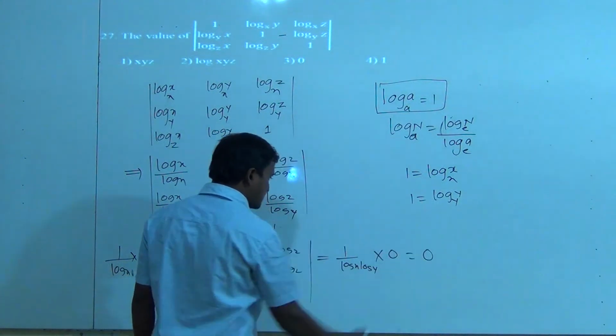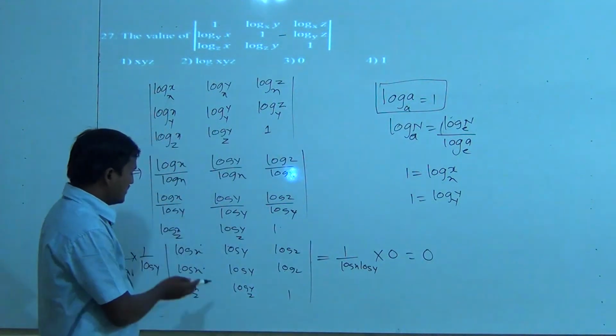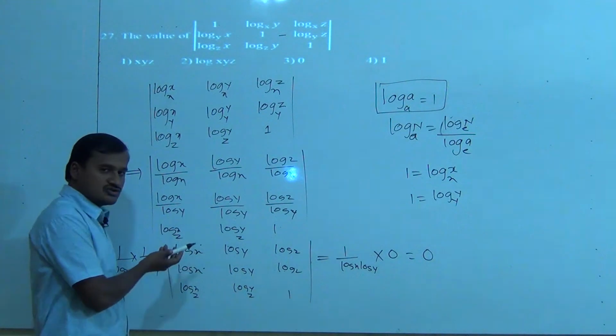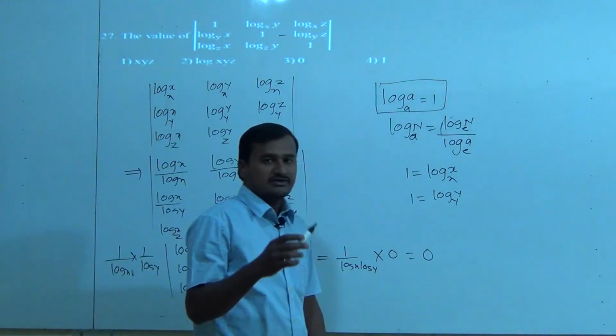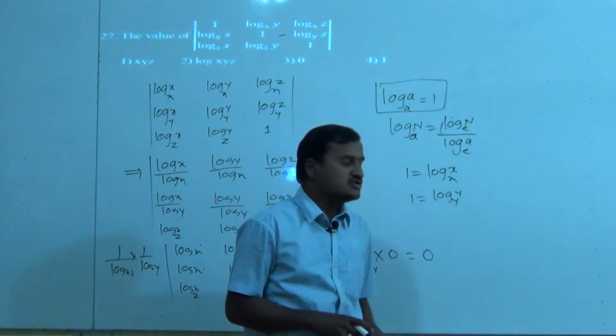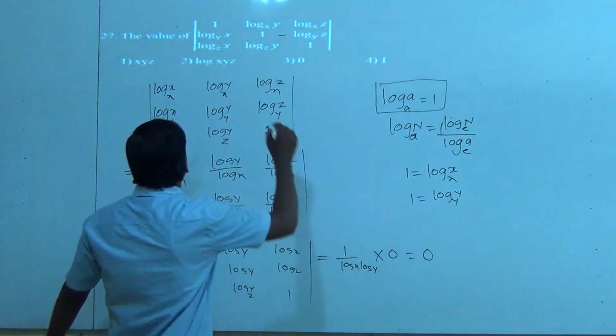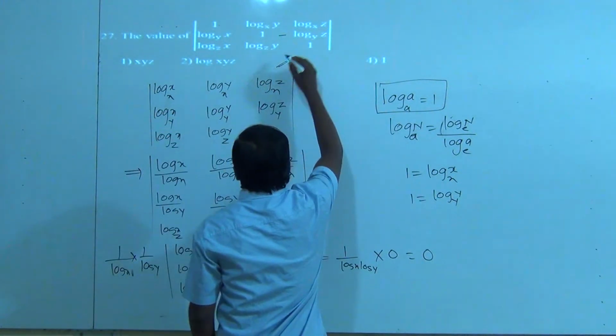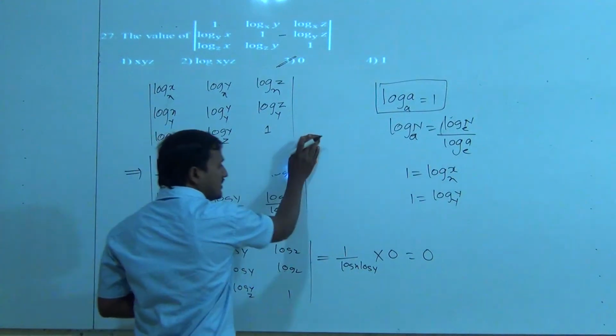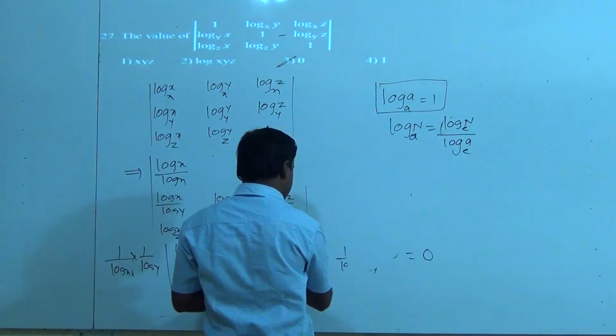So therefore your answer is 0, because in the determinant if any two rows or columns are identical, then the value of the determinant becomes 0. So by applying that one, we got this. So therefore the third option is the right one. Okay, we go for the next question.